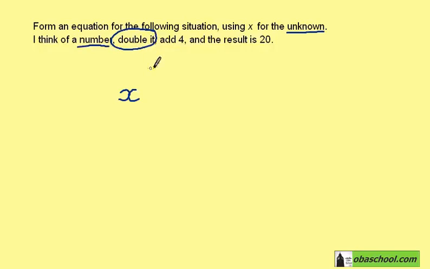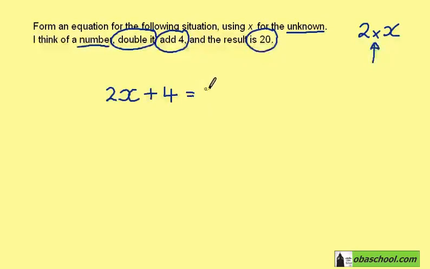The first thing we do is double it. Doubling it means multiply by 2. 2 times x is always written as 2x. We don't use the multiplication sign in between. We then add 4 to the number we now have. We're told the result is 20. So 2x plus 4 is equal to 20, and we now have an equation.